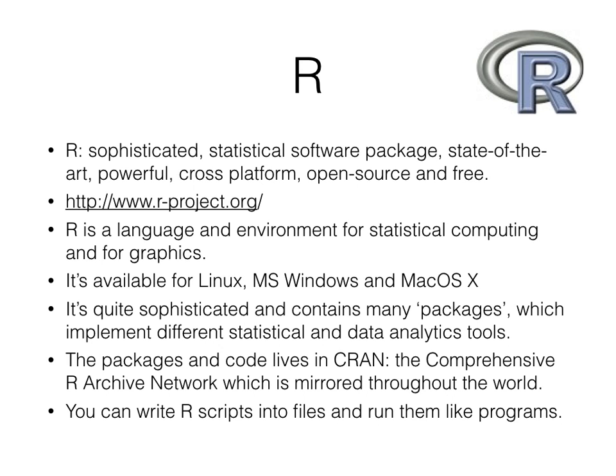R is available for Linux, for Windows and Mac OS X. It contains many packages, many as in thousands and thousands, maybe 4,000. And they implement a whole lot of different statistical and data mining and data analytic kinds of things. All of the packages and the code for them live in something called CRAN, the Comprehensive R Archive Network, and there are mirrors around the world, so it's quite easy and quick to get. The idea is that you write R scripts in files and then you run them like programs. That's a little bit complicated, so we're going to use something called Rattle.